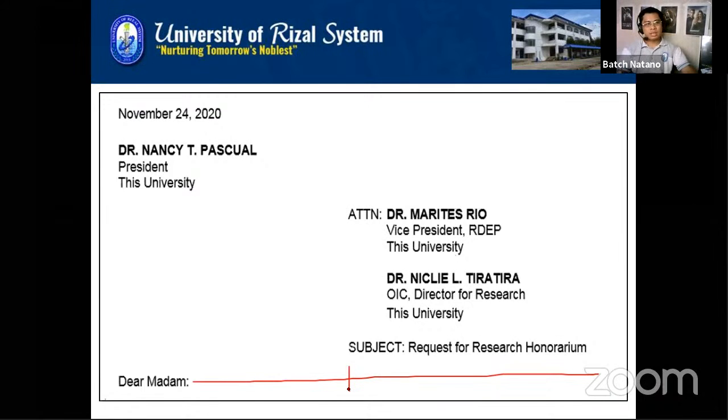Okay, so just like request for research on RAM, that depends. The subject line shouldn't be too lengthy. Okay, so mga maximum 5 words or 6 words lang yan.